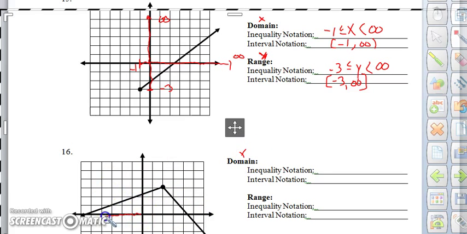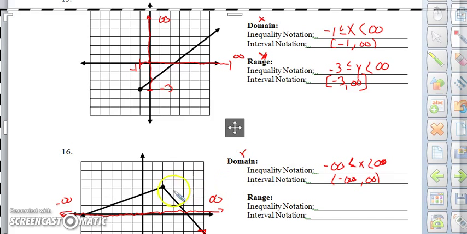Now looking down here, you should be able to see it okay. Looking at our domain, this graph keeps going this way to the left, so it goes all the way to -infinity. And if I keep going to the right, my graph does not stop here just because of that point. This point does not tell me to stop. I keep going to the right, to positive infinity. There's a little arrow there. So our x's will look like this, from -infinity to positive infinity, and we'll have parentheses for both of these.